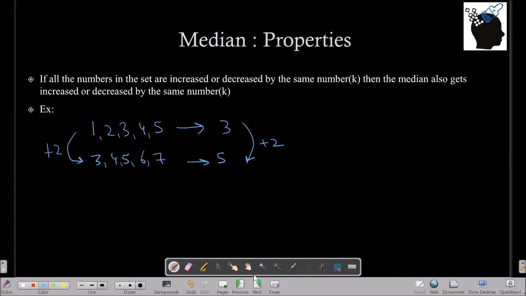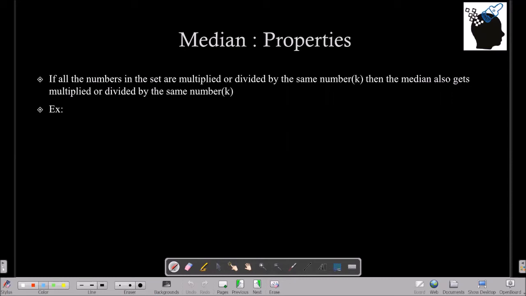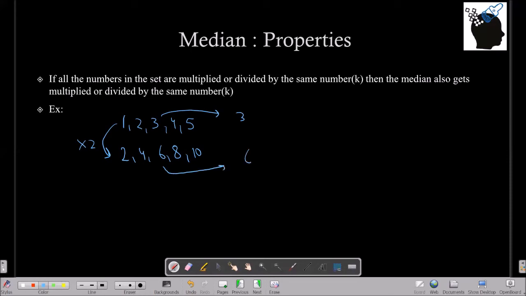Let's see what happens when we do multiplication and division. So if all the elements in the set are multiplied or divided by the same number, then the median also gets multiplied or divided by the same number. This is exactly the same as what we did in case of mean. So mean and median follow the same property. So all the elements in this set are multiplied by 2 and even the median got multiplied by 2.